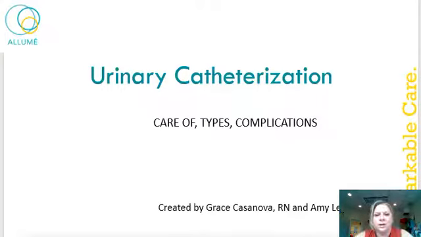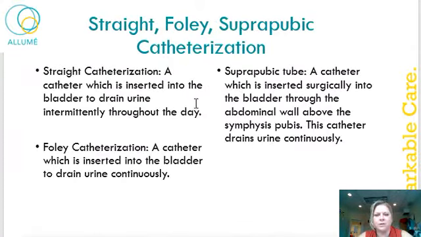Hello. We're going to talk about urinary catheterizations, care of, the types, and the complications. Three different types we're going to go over: straight catheters, Foley catheters, and suprapubic. A straight catheter is a catheter that's inserted into the bladder to drain urine intermittently throughout the day.